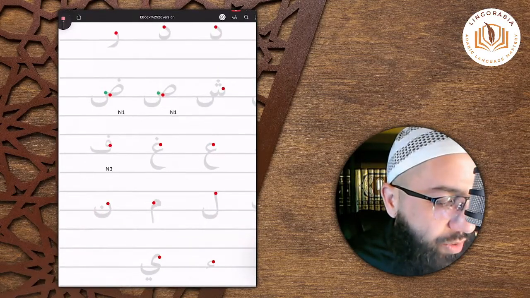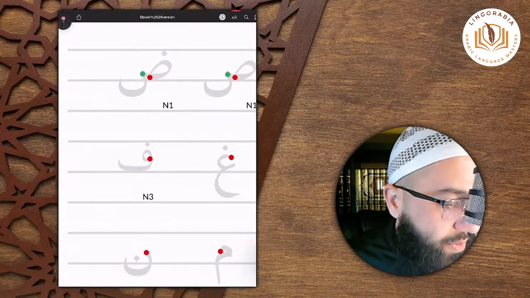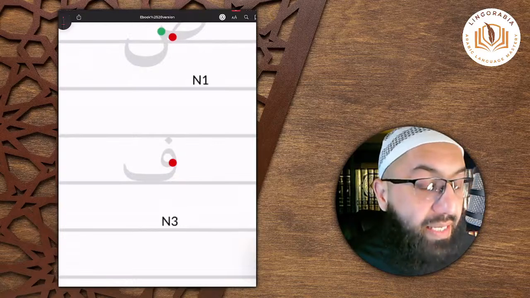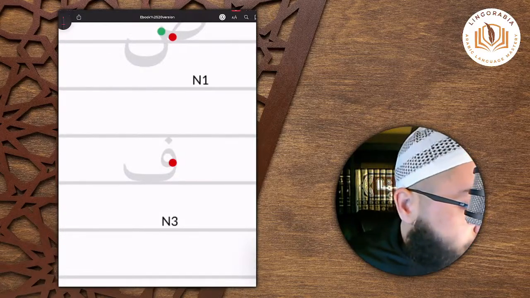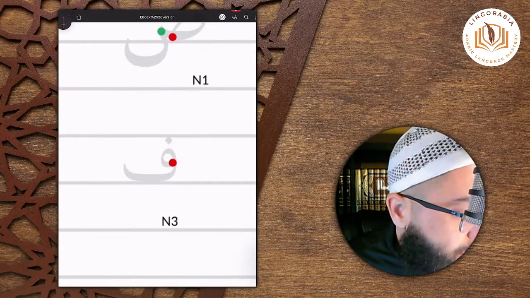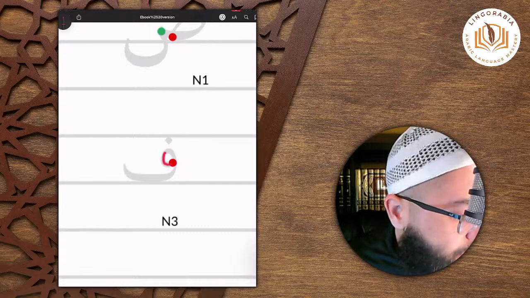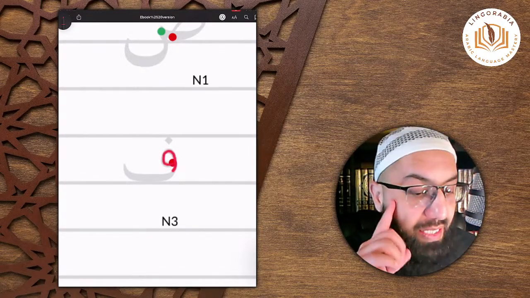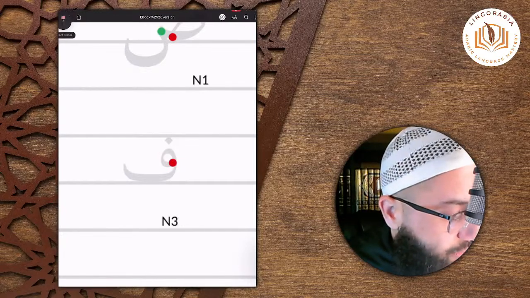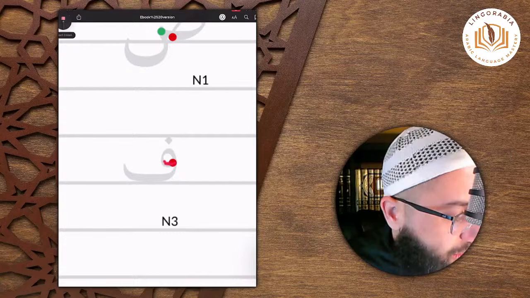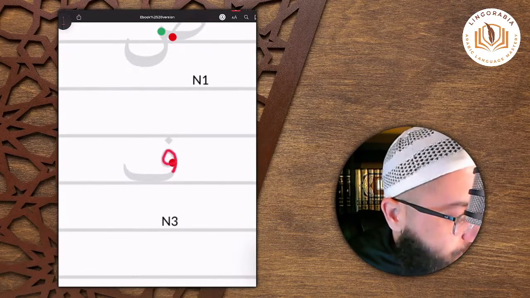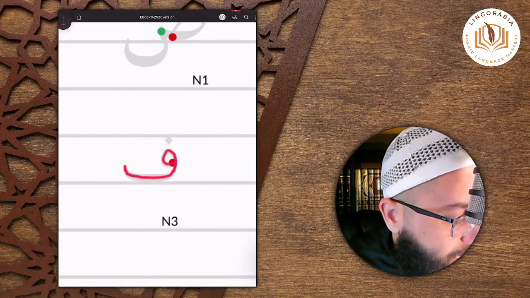Then I carry on to the fa. Okay, the fa. Remember I told you that the fa has two parts. First, the circle. You start at the red dot. You go round. You see, that's the first part. And you go clockwise. Okay, remember this. You start at the dot, you go clockwise. And then you draw the shape of the ba.